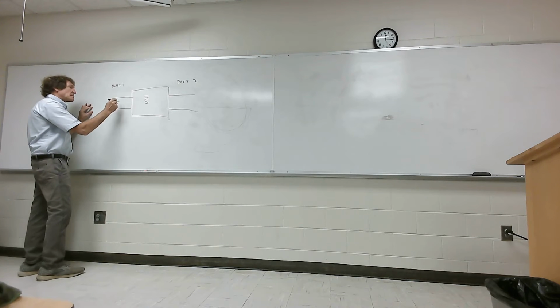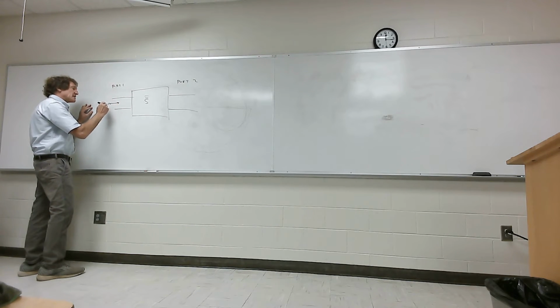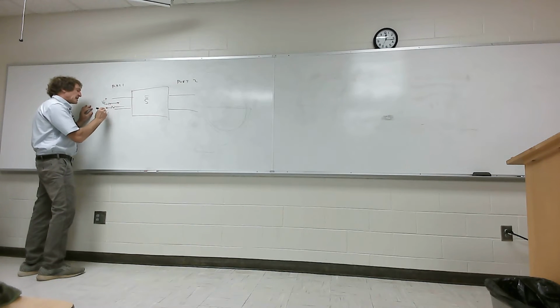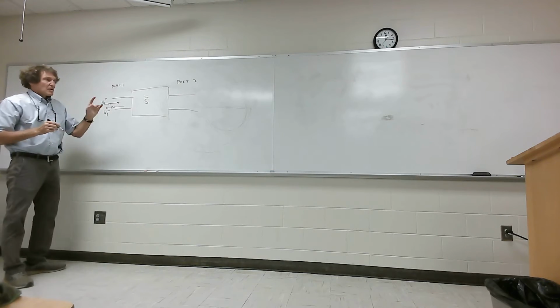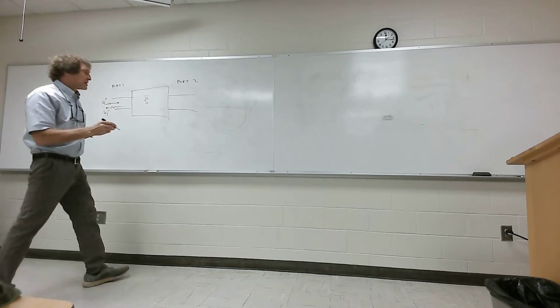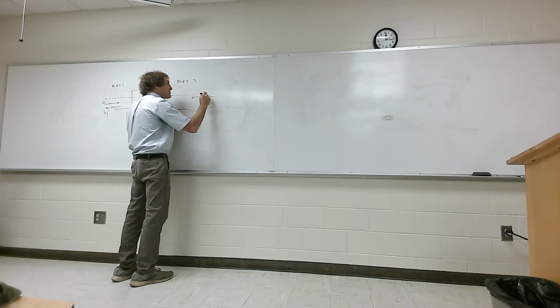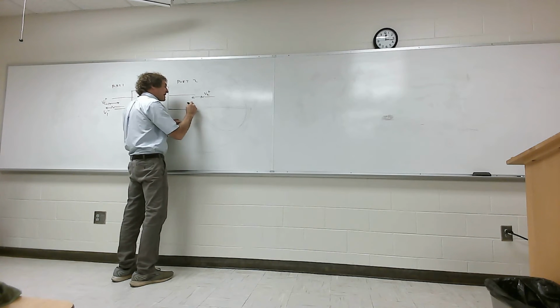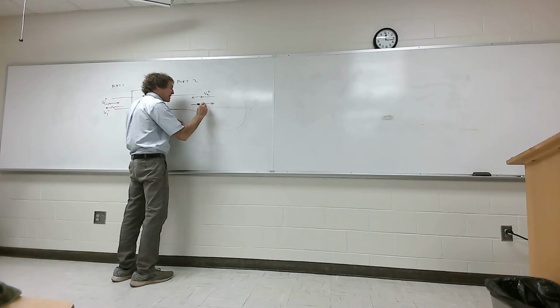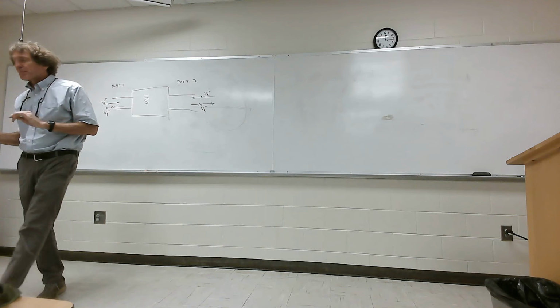Here on port one, you're going to have some wave coming in, that's labeled V1 plus, a signal, and you're also going to have a reflected signal, and that's going to be V1 minus. On this side, where port two is, you're going to have some voltage coming into it, and that would be V2 plus, and you're going to have a voltage waveform that's scattered through there, V2 minus. That's going away. Do y'all follow?